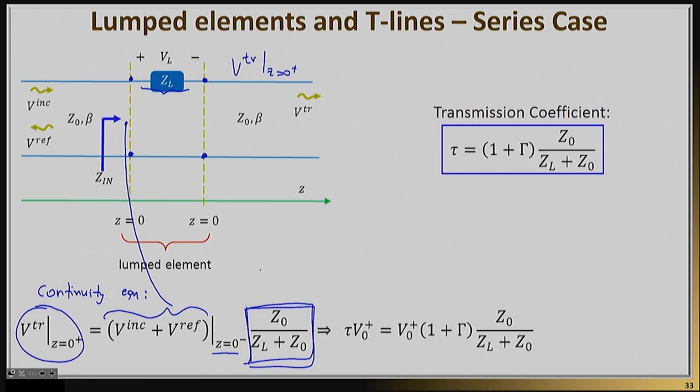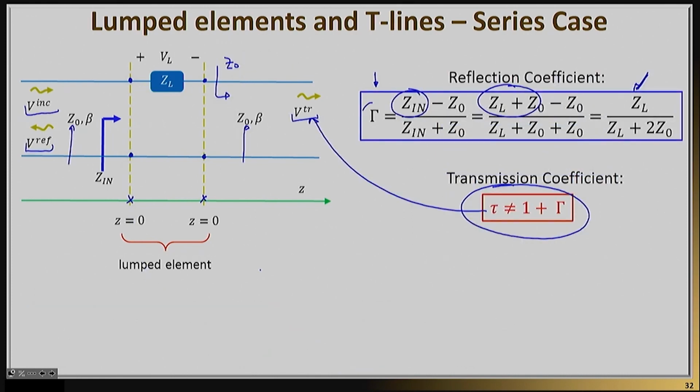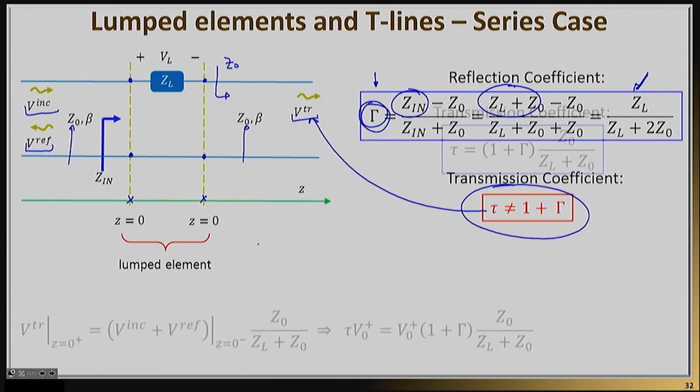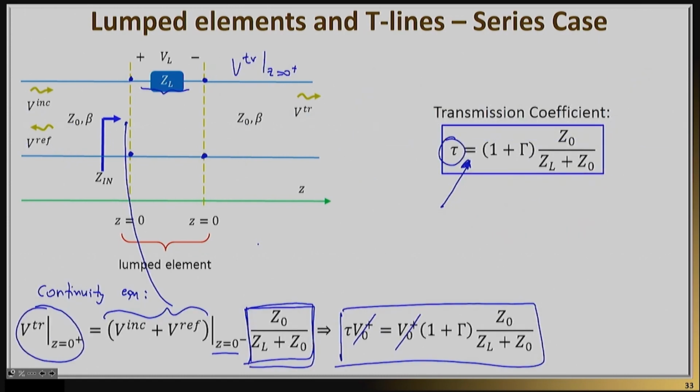So if you look at this equation now, essentially you can get this equation that clearly links tau with gamma. And as you can see, once you get the V naught plus out of the way, tau is not 1 plus gamma. It's actually 1 plus gamma z naught over zl plus z naught. So that's really the right equation for tau, the transmission coefficient. And once you know that, you're basically done, because we just calculated what gamma is right here, and now we calculate what the transmission coefficient is right here.